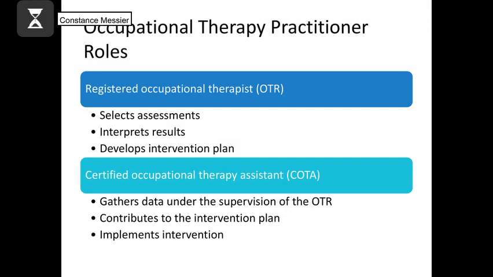So throughout the OT process, OTs and OTAs are both involved. However, their role is different. The occupational therapist or the registered therapist is the individual who will select the assessment for the evaluation process, interpret the results, and lead in developing the intervention plan. The certified occupational therapy assistant is the individual who can gather data under the supervision of the occupational therapist, who can contribute to the intervention plan, and who often is the individual who is implementing intervention.